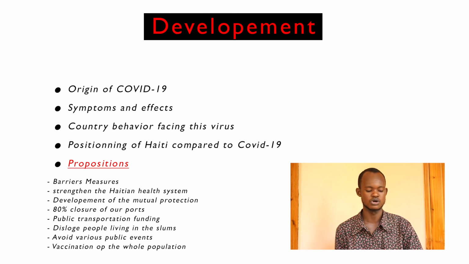80% closure of all our ports, time to observe the evolution of the disease. Thanks to this measure, we are able to reduce the quantity of foreigners in the country. Public transportation funding to reduce the number of passengers. Build new habitats to dislodge people living in the slums.